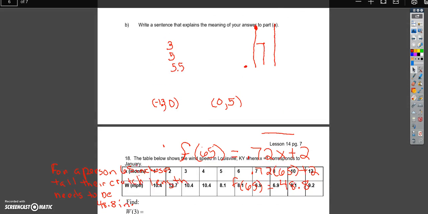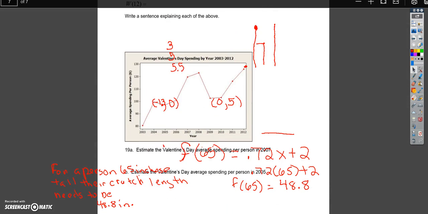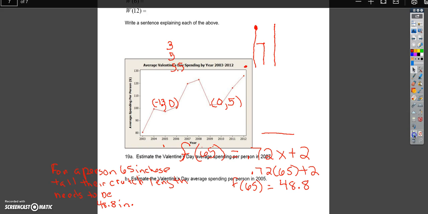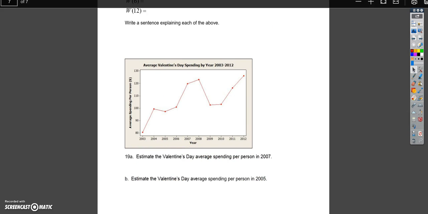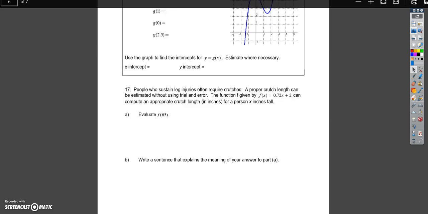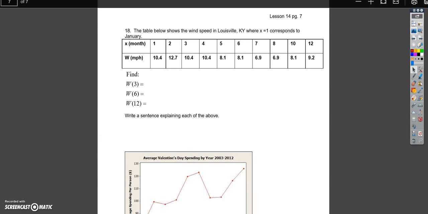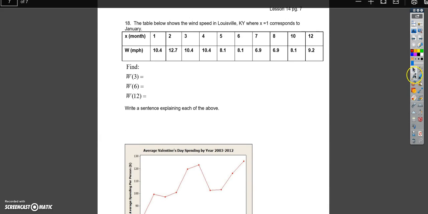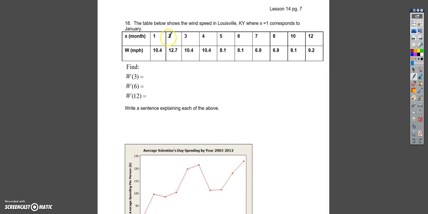What's next? And then 18. Alright, 18. Table shows the wind speed for Louisville, Kentucky. X corresponds to January, so January, February, March, April, so on. Find the wind speed for 3.